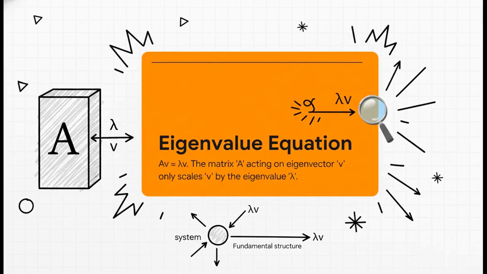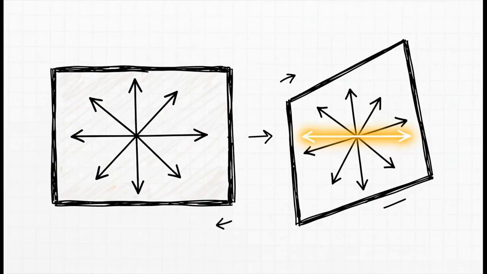This is one of the most important ideas in all of math. All it's saying is that when our matrix A operates on its special eigenvector V, what you get back is just that same vector V, but scaled by some number. That number, that scaling factor, is lambda, the eigenvalue. It's the stretch factor.